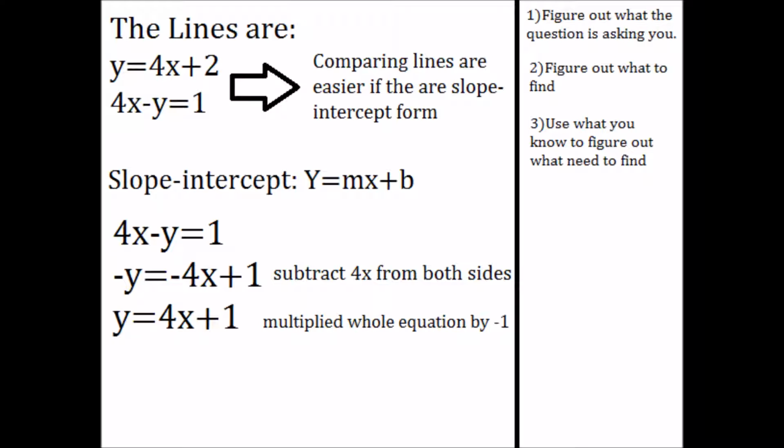You know that the lines are y equals 4x plus 2 and 4x minus y equals 1. Comparing the lines is easier if they are in slope-intercept form. So I'm going to convert the second equation into slope-intercept form, and to do that I need to figure out what y equals. After I do that, I figured out that y equals 4x minus 1.